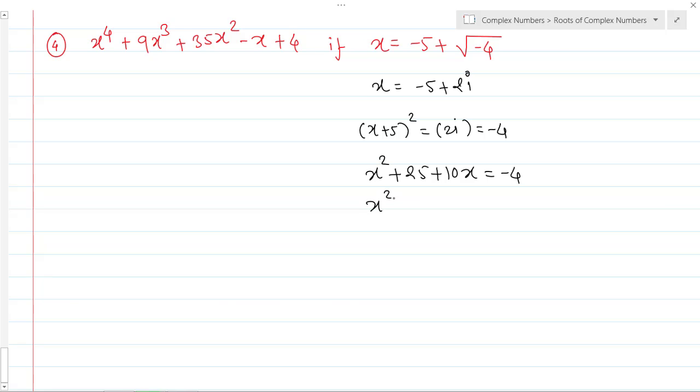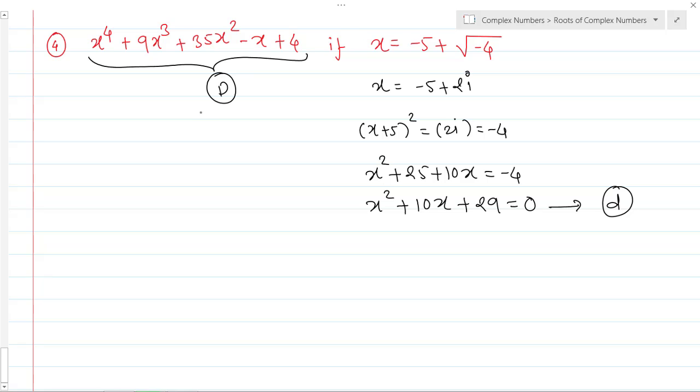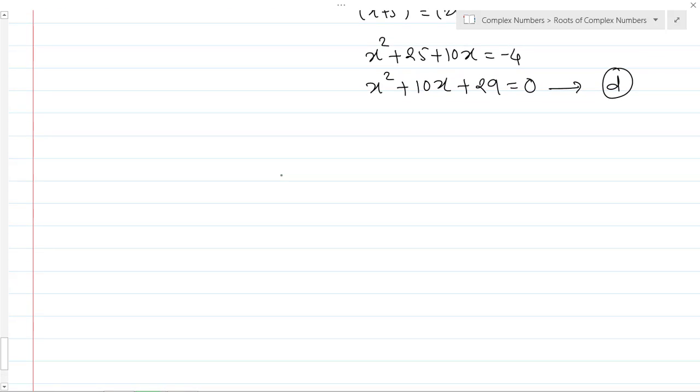Okay, so this x square comes here, plus 10x, plus 29 equals 0. This becomes my divisor, small d. This part is my capital D. Okay, now let's follow the traditional division. Let me have the dividend with me.